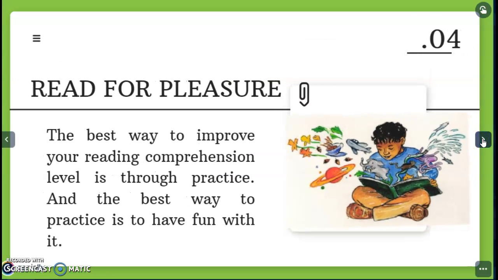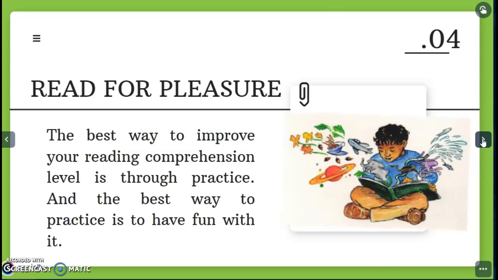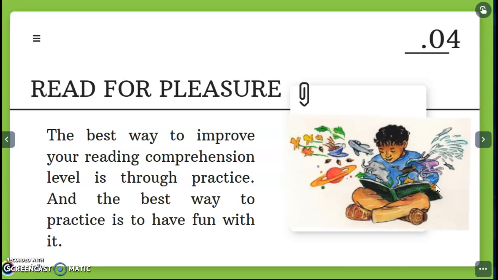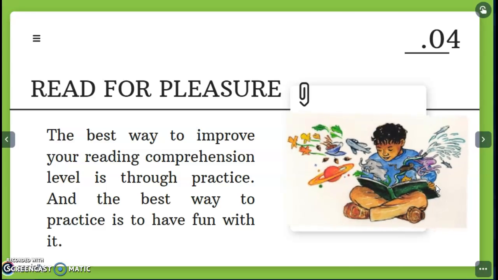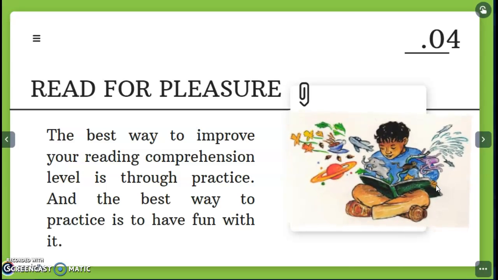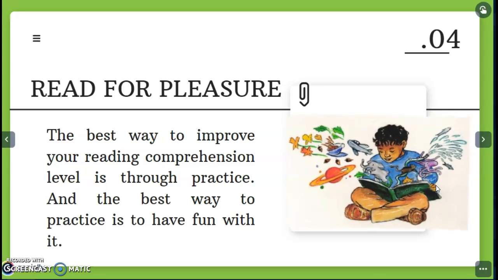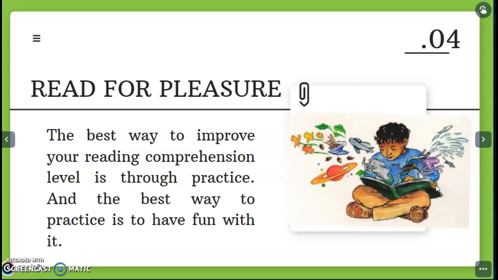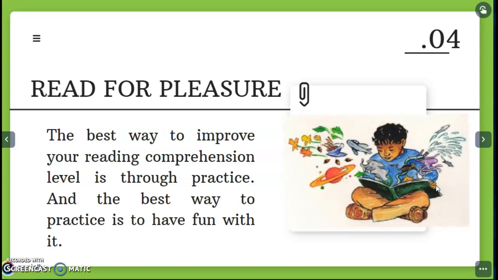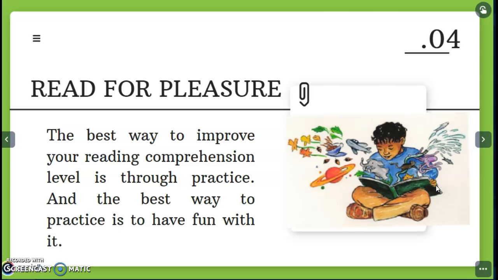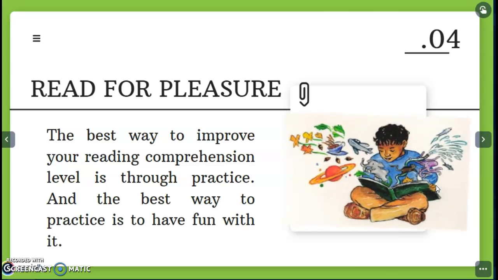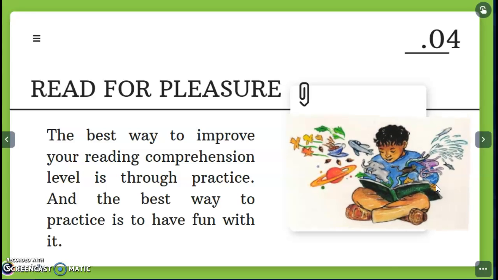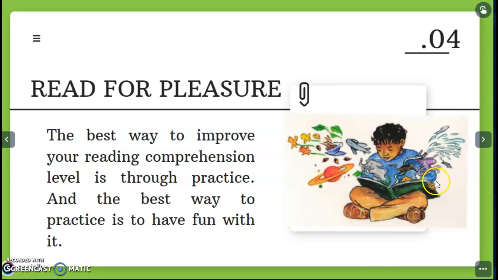Then we had the other strategy, which is reading for pleasure. The best way to improve your reading comprehension level is to practice, and the best way to practice is to have fun with it. It's difficult to have fun with something that we don't enjoy. So we need to make reading a habit to make it less tedious. It is impossible to make reading fun if we are not motivated. So let's read texts on something that we are interested in, and then the improvement will come naturally.